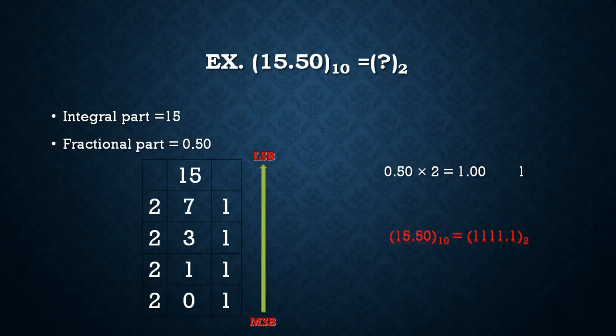In this we consider two types of example. One example says whenever the decimal is integral, that time we have to divide the number by 2, and whenever the decimal is fractional, that time we have to multiply the number by 2.